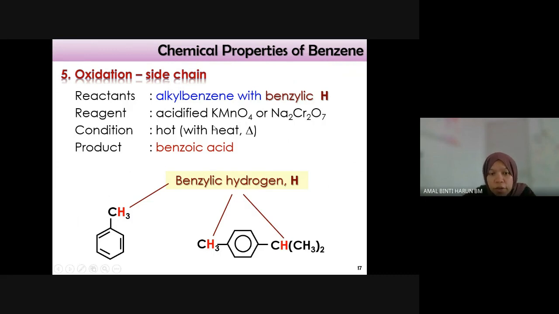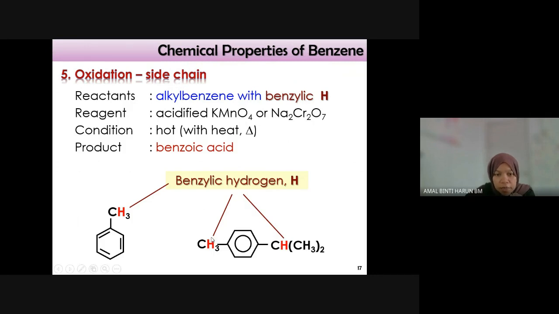Okey, syarat untuk tindak balas dia boleh oxidize atau tidak, dia mesti mempunyai benzylic hydrogen. What is benzylic hydrogen? Benzylic hydrogen adalah hydrogen yang attach pada benzylic carbon. What is benzylic carbon? Carbon that is bonded to the benzene ring. So, kalau benzylic carbon ni ada hydrogen, so dia boleh oxidize.